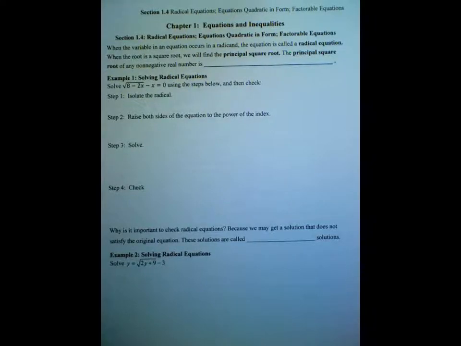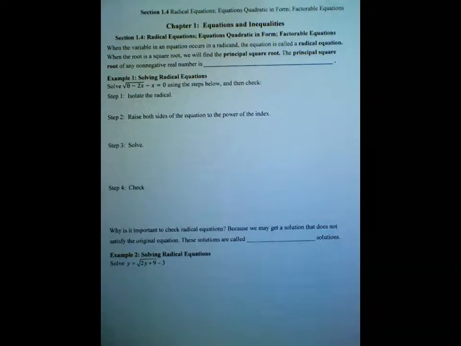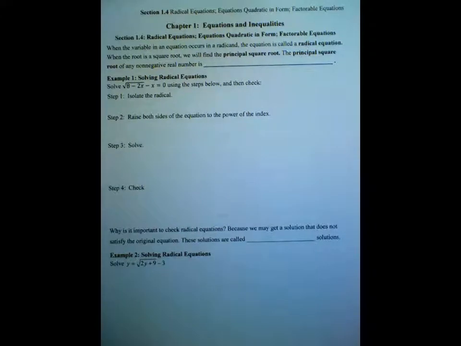Continuing with our Chapter 1 Equations and Inequalities, we're going to look at Section 1.4, Radical Equations, Equations in Quadratic Form, and Factorable Equations. When the variable in an equation occurs in a radicand, the equation is called a radical equation. So if you have a variable under the radical, it could be square root, cube root, whatever.